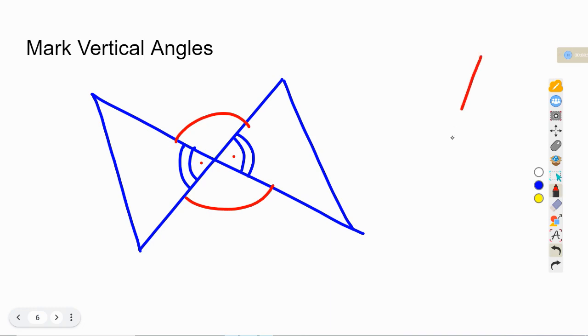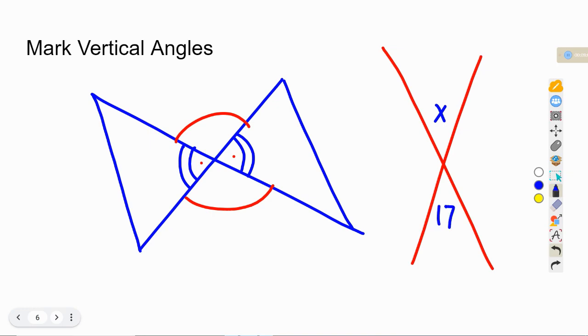Okay, what this means is that if we're looking at a problem like this, and I tell you, hey, this is X, and this is, maybe something like 17 degrees, what would X be equal to? And you have to know, just by walking up to that problem, X must be equal to 17 because we call those vertical angles, okay? So you have to be able to mark those very quickly.